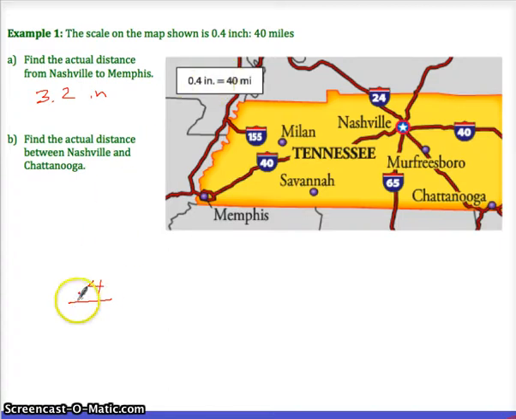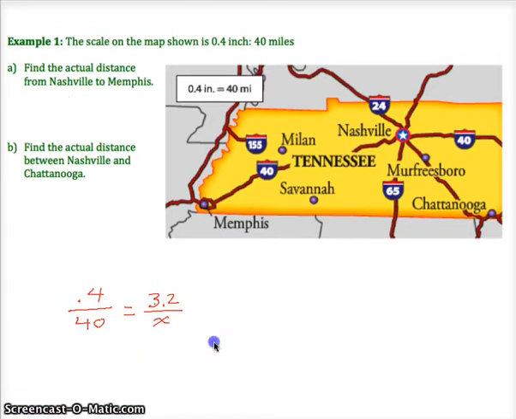So I know on the scale, they tell me 0.4 equals 40 miles. So I can just set up this ratio. 0.4 inches is to 40 miles, like 3.2 inches is to what? And I just go about doing that. Let me fix that. Sorry, straight right click there. So I can just solve this proportion.